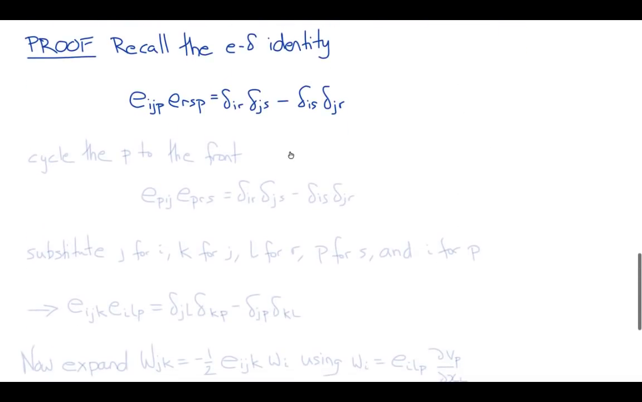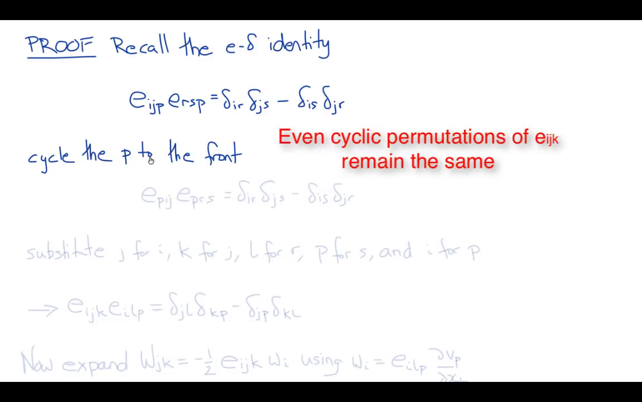We need to rearrange this to put it in a form that's more useful for us. So we're going to recall that cyclic permutations of E are the same. If we cycle P to the front of each of these, then we'll get EPIJ times EPRS must also equal delta IR delta JS minus delta IS delta JR.